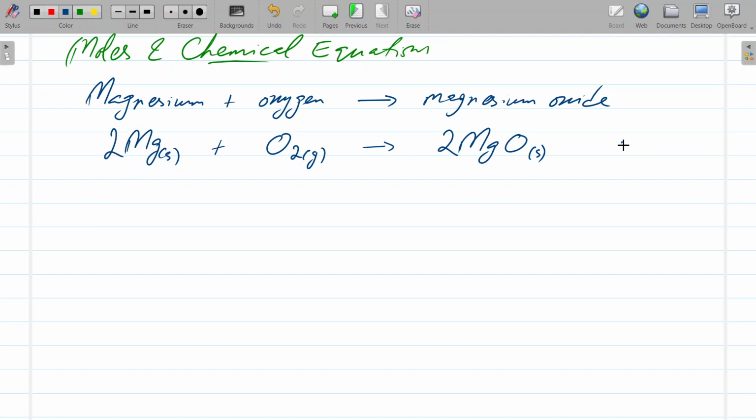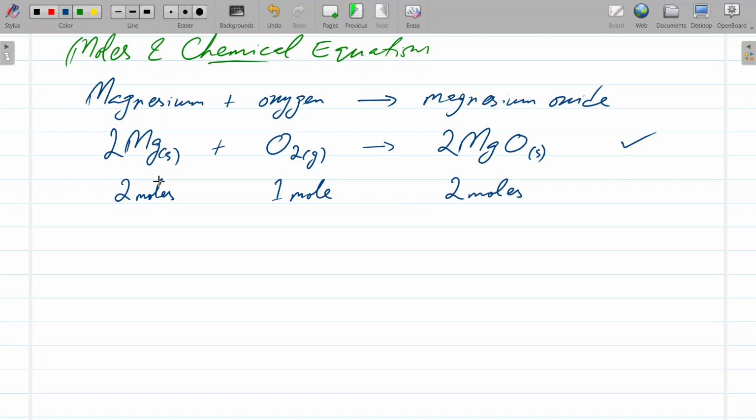Right, and it's balanced. This tells us that 2 moles of magnesium react with 1 mole of oxygen to give 2 moles of magnesium oxide. And this is how the reaction happens, right? These are the ratios in which the reaction takes place. And that is why it is important for the chemical equation to be balanced.